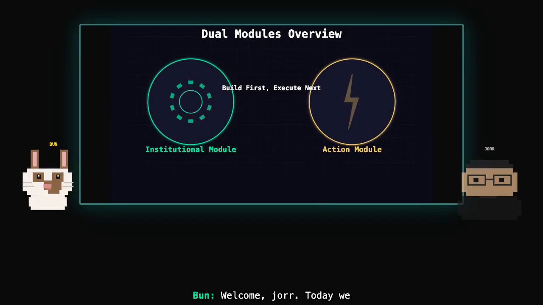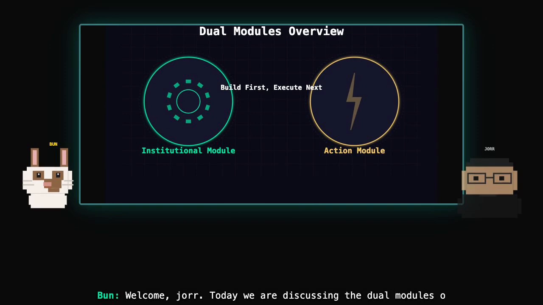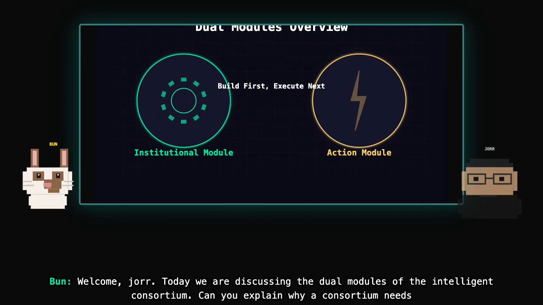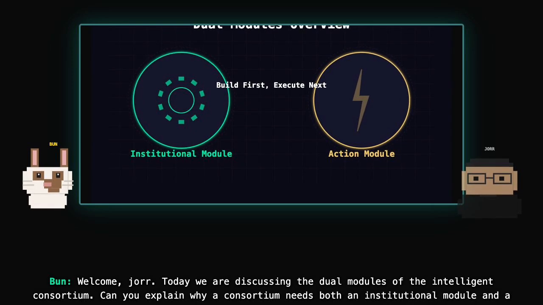Welcome, Jor. Today we are discussing the dual modules of the Intelligence Consortium. Can you explain why a consortium needs both an institutional module and an action module?